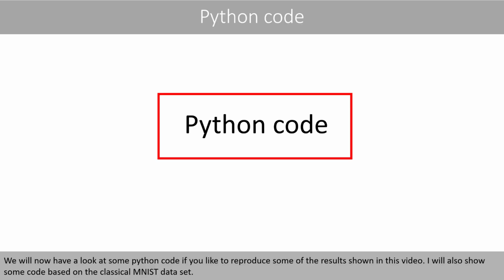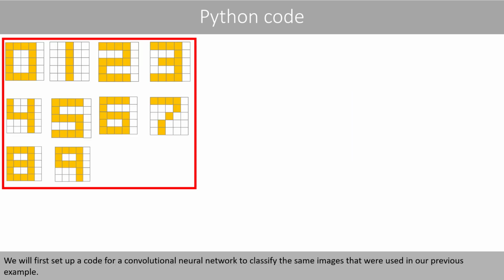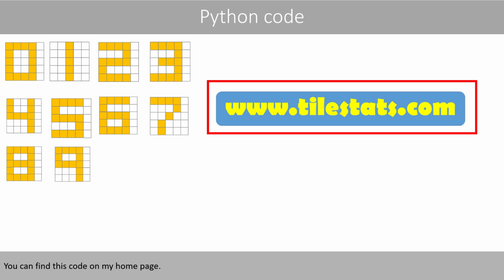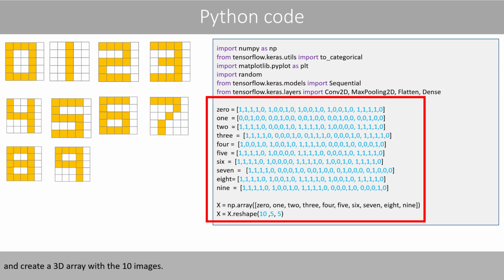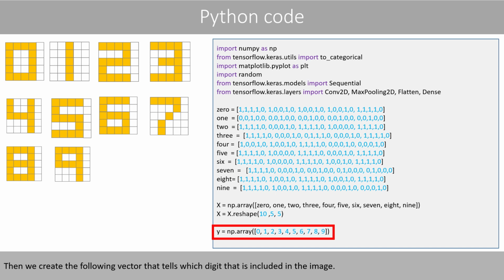We'll now have a look at some Python code if you like to reproduce some of the results shown in this video. I will also show some code based on the classical MNIST dataset. We will first set up a code for a convolutional neural network to classify the same images that were used in our previous example. You can find this code on my homepage. We first import the following libraries and create a 3-dimensional array with the 10 images. Then we create the following vector that tells which digit that is included in the image.